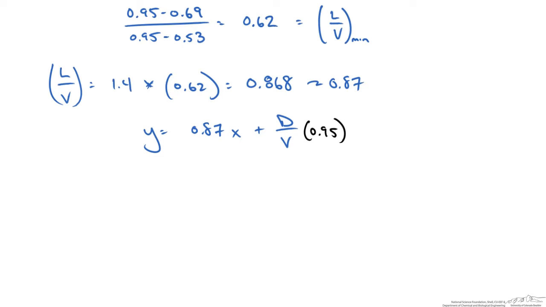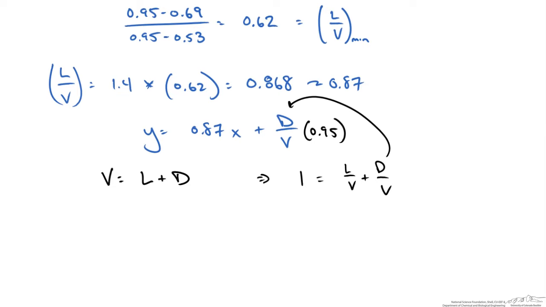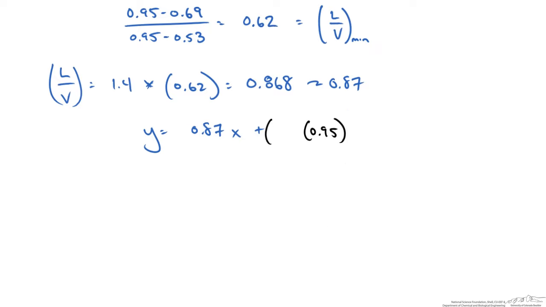However, we do know that V is equal to the liquid going back into the column plus our distillate leaving the column. Therefore, dividing everything by V, we could see that 1 is equal to L over V plus D over V, which allows us to substitute in 1 minus L over V in place of D over V. And so when I do that, I get 0.13 times 0.95, which gives 0.12.